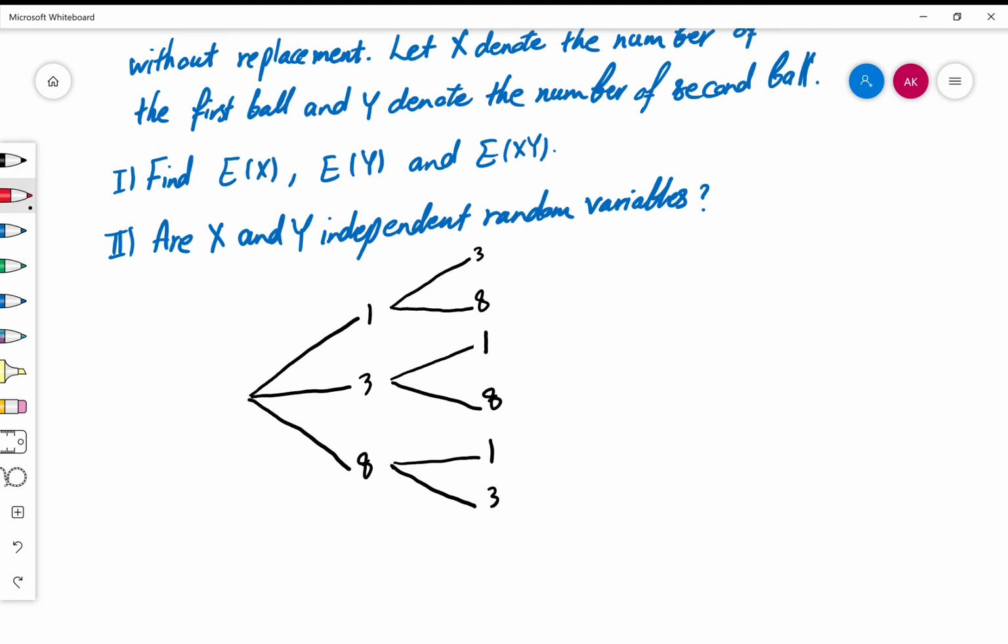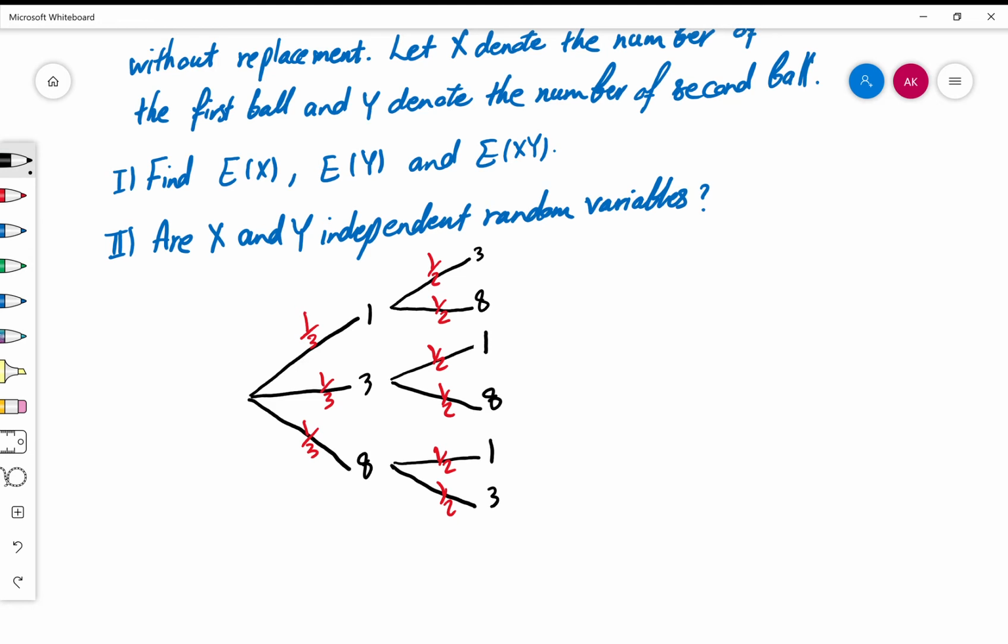And we need to know the probabilities. In the first draw, we do it randomly, so it will be 1 over 3, 1 over 3, 1 over 3. How about the second ones? There were 3 balls and we took out 1, so the probability of each outcome for the second draw is going to be a half. Okay, why do we need this? Because we are going to find the PDF table for X, Y, and XY.